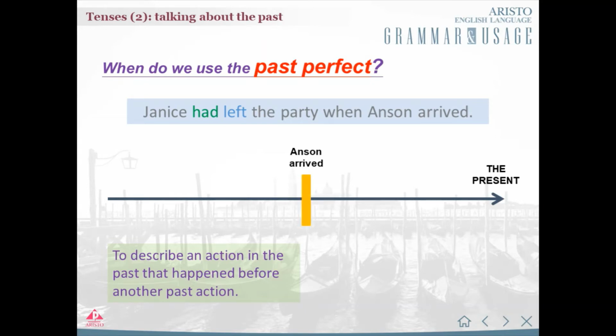The sentence also tells us that at some point in the past, before Anson arrived at the party, and before the current moment, Janice left the party. Using the past perfect tense, we can make it clear which event happened earlier.